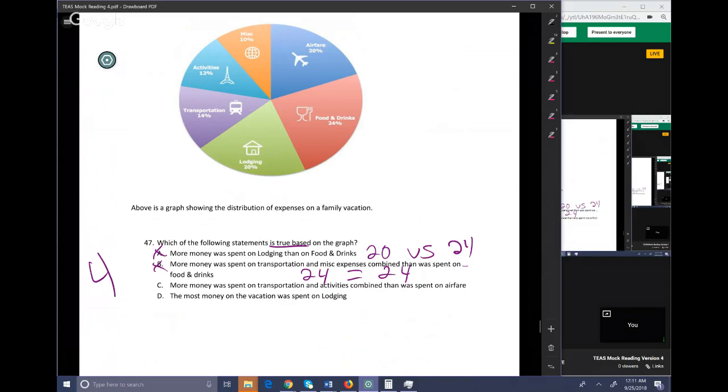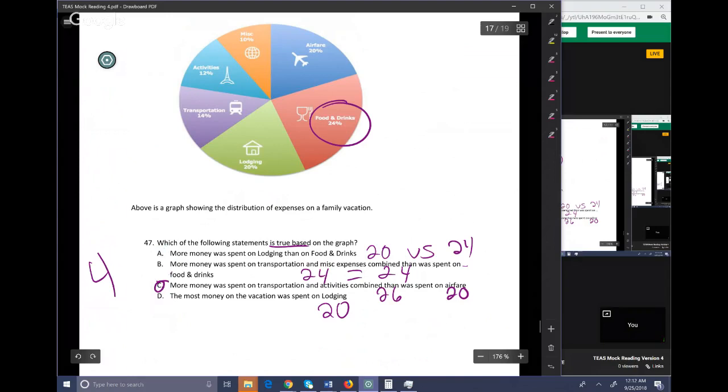That does not count. C said more is spent on transportation and activities combined. If you combine those, you'll get 26. If you look at airfare, you'll get 20. So C turns out to be true. The most money in a vacation is spent on lodging. Lodging is 20. As we know, food and drinks is 24. So that is untrue. You will get a question like that.